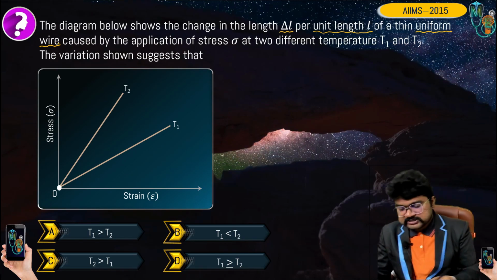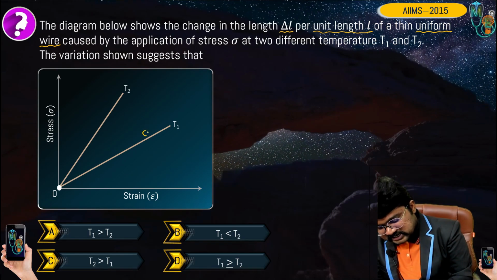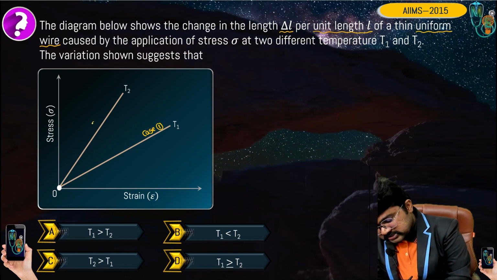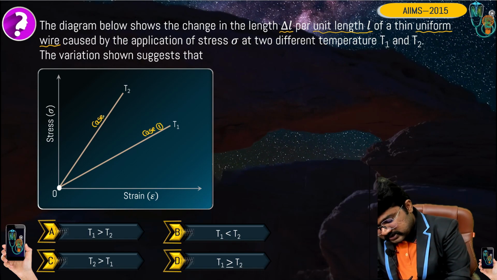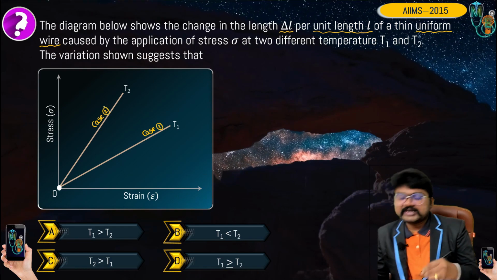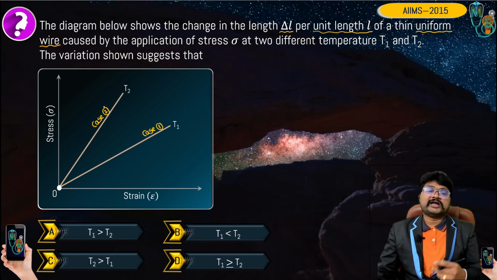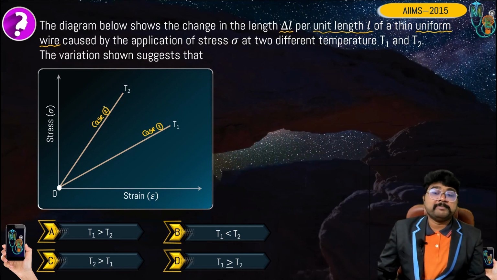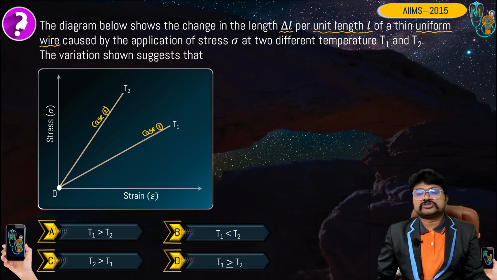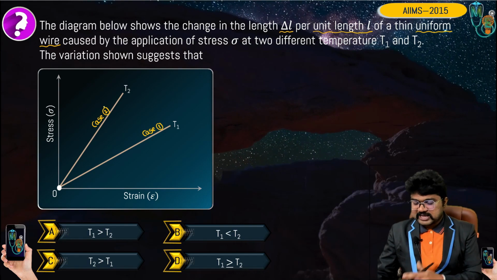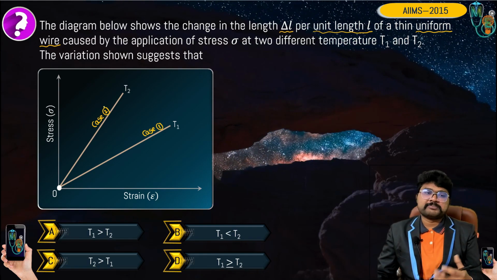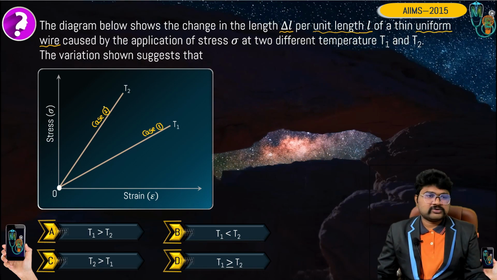The material is the same. So I can say this is case 1. This is case 2. Two different cases, and that means at two different temperatures they conducted the experiment on the same material. The variation shown suggests that they are asking the T1 and T2 relation, in which case the temperature is higher. So we need to decide that.